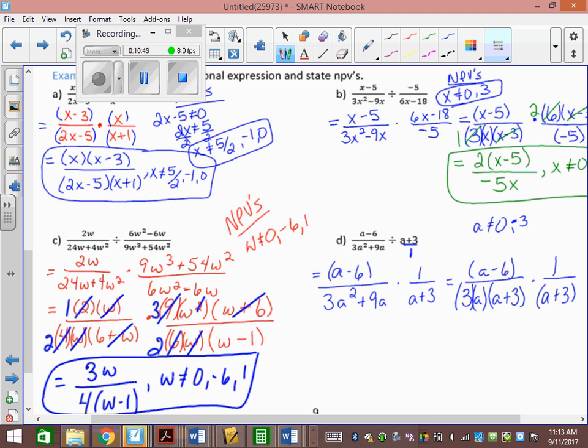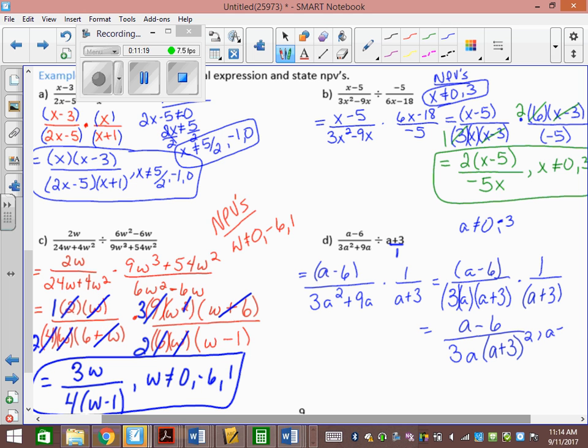A plus 6 is on the top. Is there any a plus, or a minus 6 on the top? Is there any a minus 6 on the bottom? No, nothing cancels. These are beside each other, so they can't go away. So you're left with a minus 6 over 3a. And how can I write a plus 3 twice instead of writing it twice? Squared. A plus 3 all squared. And then a can't equal 0 and negative 3.